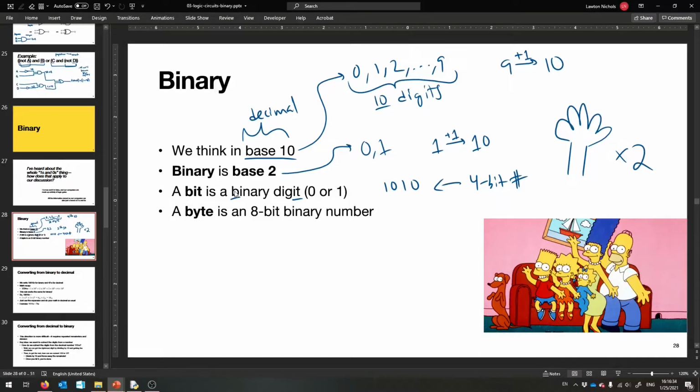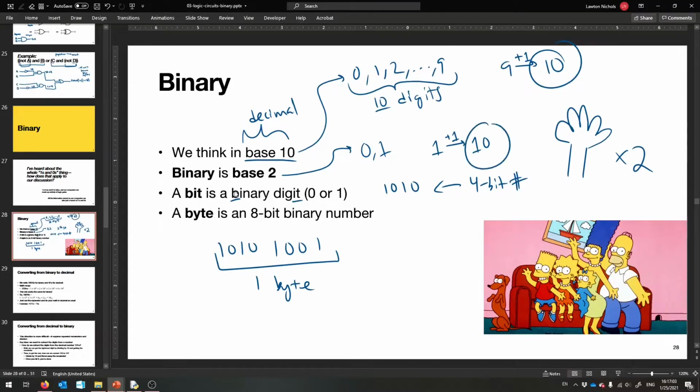And then finally, a byte is an 8-bit binary number, and you've probably heard the word byte before, like megabyte, gigabyte, things like that. So it's just 8 bits. That's all a byte is. So here's 1010, I don't know, 1001. That is an 8-bit number. That's 1 byte.